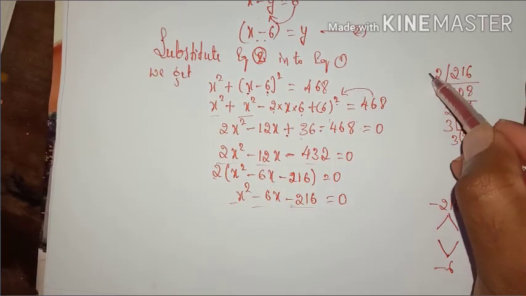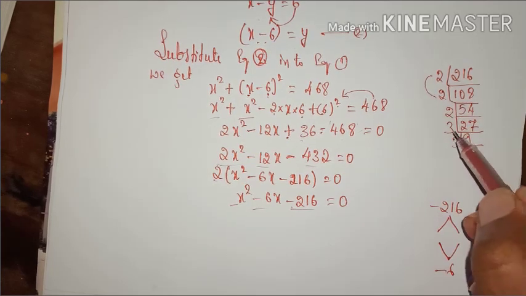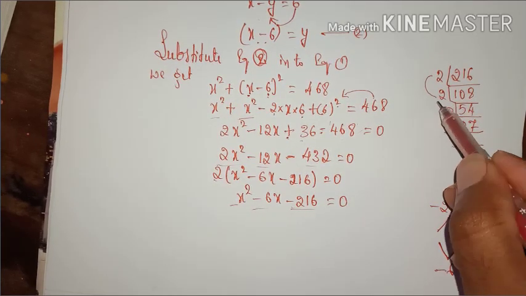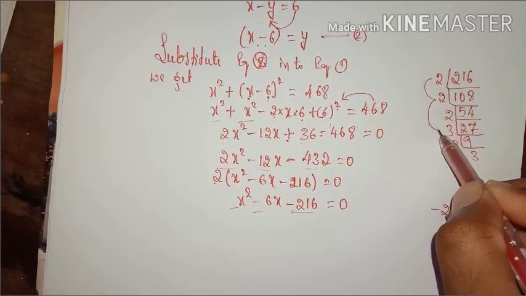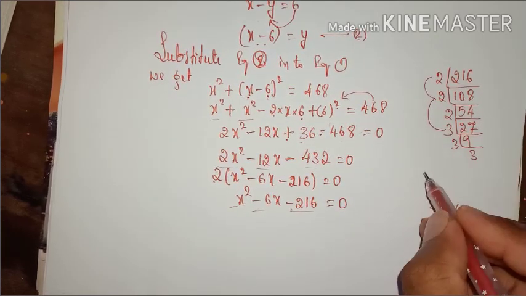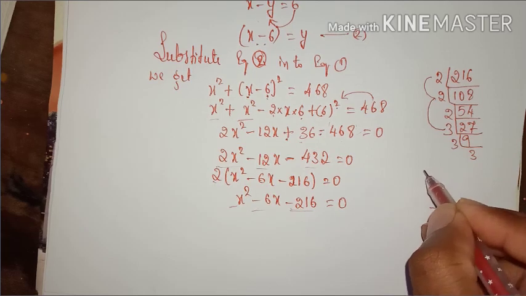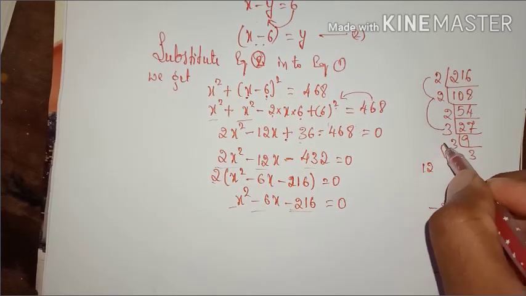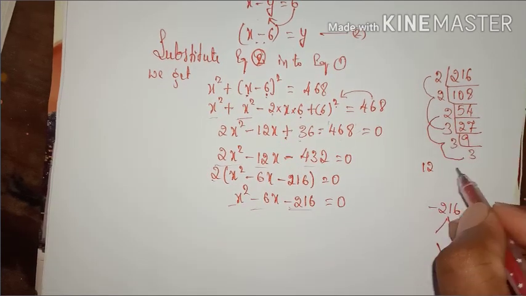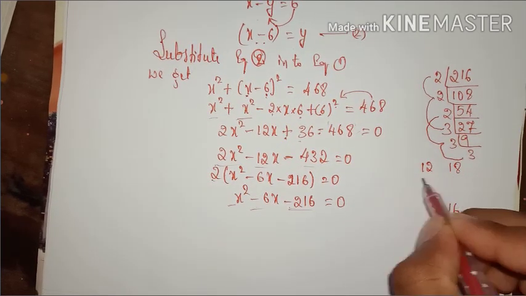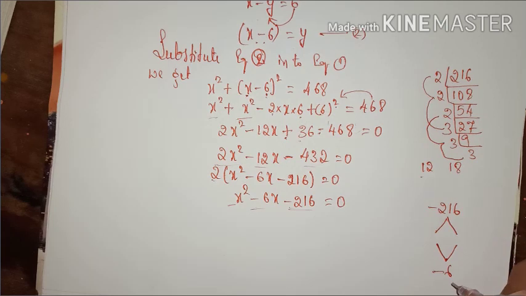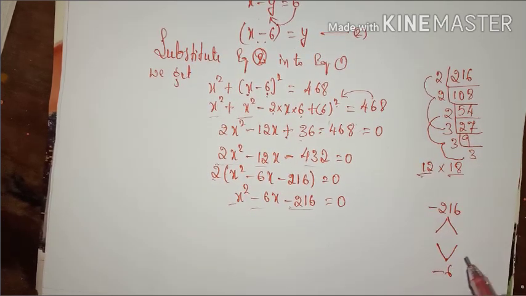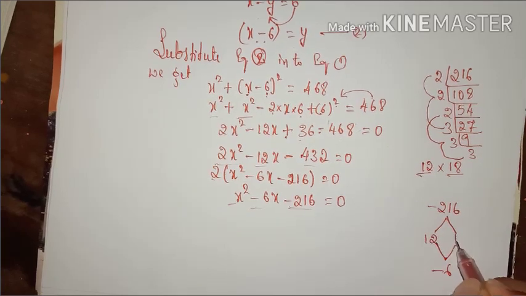So let me take 2 twos first. 2 twos are 4, 4 twos are 8, don't want. So 2 twos are 4, 4 threes are how much? 4 threes are 12, right? So 3 threes are how much? 9. 9 twos are 18. Correct? So 18 minus 12 is 6, no? So definitely here it is 12 into 18. So I can take 12 into 18.